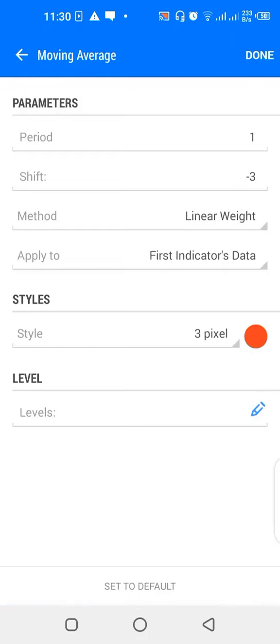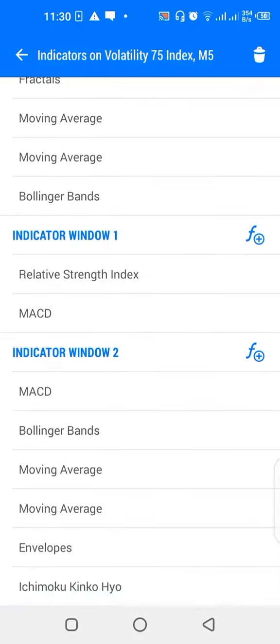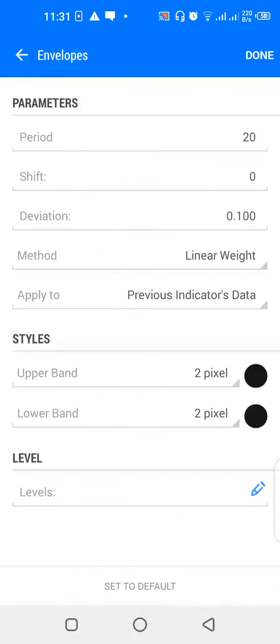And then another moving average: period is 1, shift is -3, method is linear weight, apply to first indicator's data, color is red. Okay, now we have envelopes: period is 20, shift is 0, deviation is 0.1, method is linear weight, applied to previous indicator's data, color is black for the upper band and also black for the lower band.